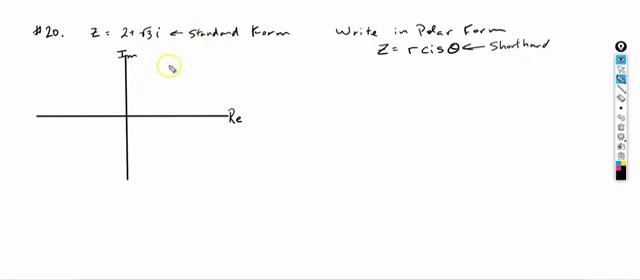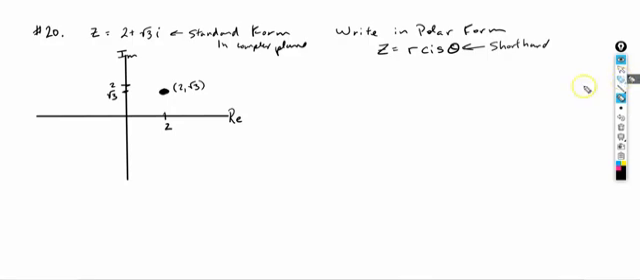So we can think of this as a point in the complex plane. Well, the real part of this is 2, and the imaginary part of this complex number is the square root of 3. So, if 2's about there, and the square root of 3 is 1.7 something, the square root of 3 would be about here. That's where that point would be. Okay.